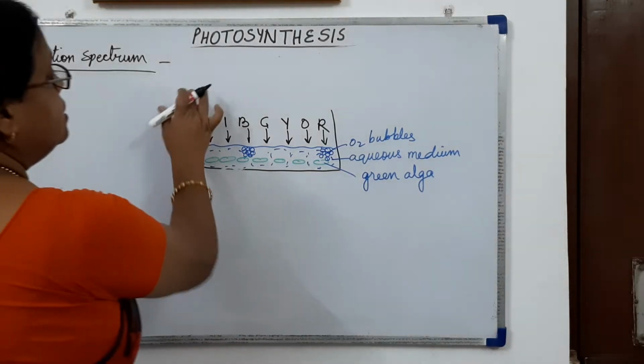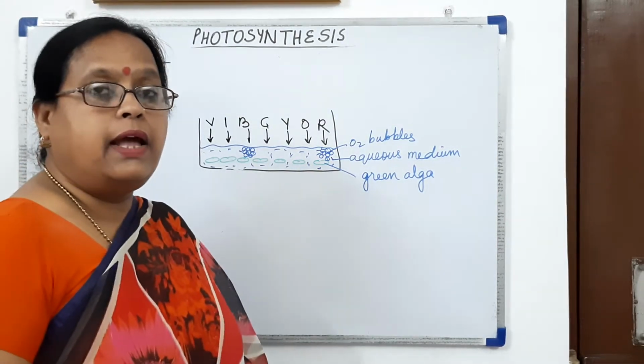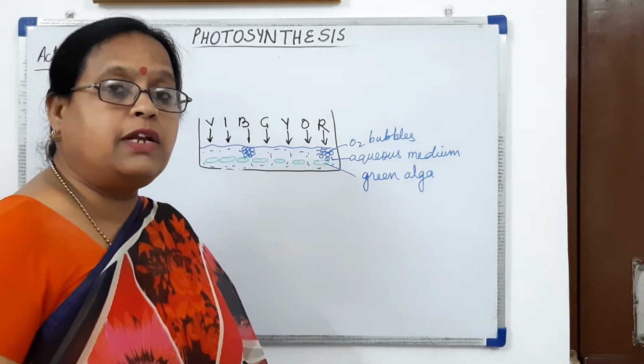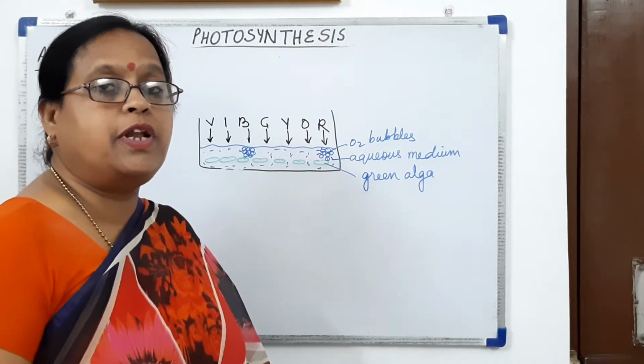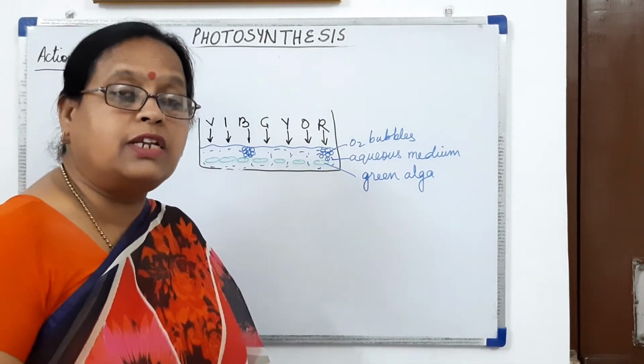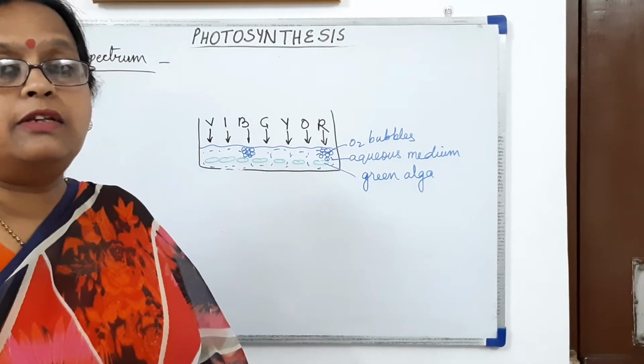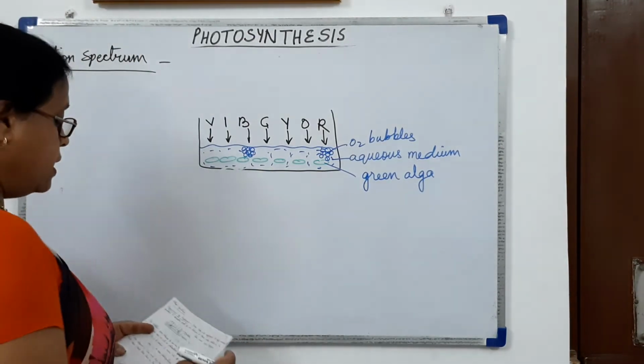Now, the action spectrum. The action spectrum tells us what will be the effect of the absorption of different wavelengths by different pigments and how they are acting due to these wavelengths. So this was proved by the experiment by Engelmann.